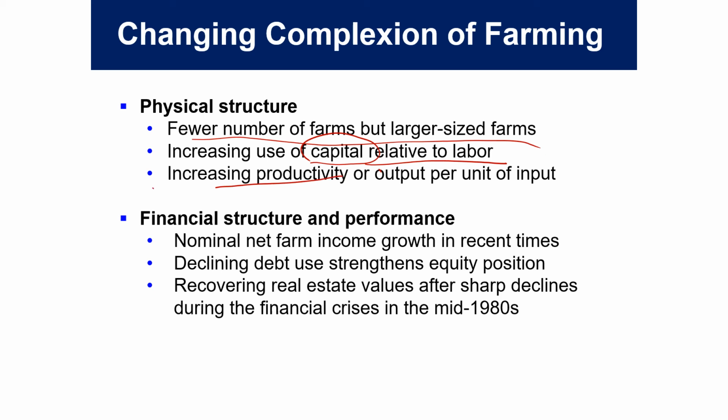We can see here some financial information. Nominal net income has grown. That doesn't mean that real net income has grown. Declining debt has been helpful, and we have recovered some real estate values. So land values declined a lot in the mid-1980s, but land values are high again, so that has really helped out farming and the producer.